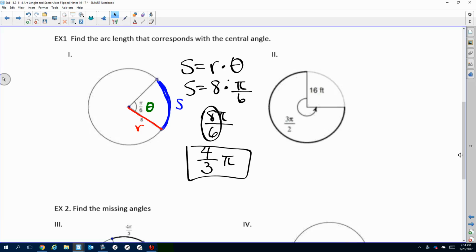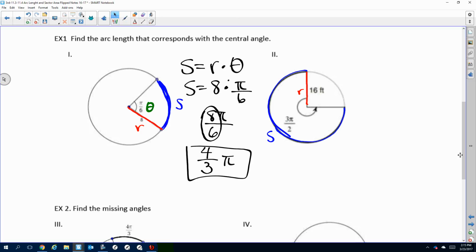So if you need some assistance or some help, or you want to check your answers, pause the video, or fast forward and do whatever you need to do. But on number 2, the arc that they're referring to is this major arc here. That will represent the S. And then our 16 feet, that is your radius, correct.